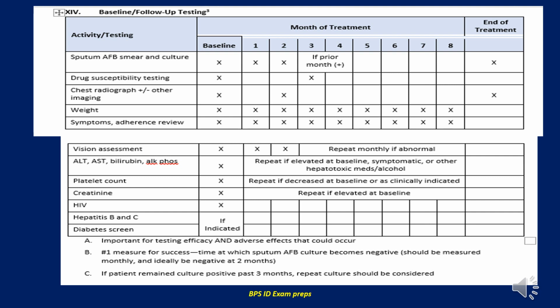Pause the video and scrutinize the table summarizing baseline or follow-up testing. A. It is important for testing efficacy and adverse effects that could occur. B. It is the number one measure for success, i.e. the time at which sputum AFB culture becomes negative should be measured monthly, and ideally be negative at 2 months. C. If patient remained culture positive past 3 months, repeat culture should be considered.